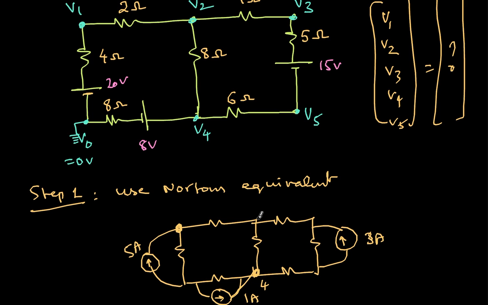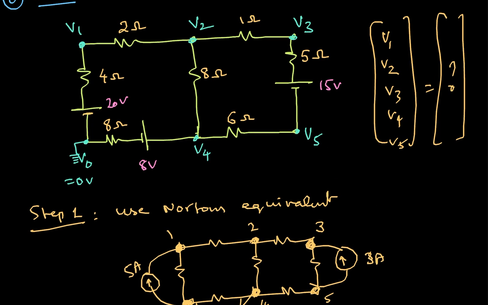You notice that as a result of using the Norton's equivalent, this is node 3. Node 3 is receiving 3 amperes, whereas node 5 is losing 3 amperes. Node 4 is receiving 1 ampere, and node 0 is actually losing 6 amperes, and node 1 is receiving 5 amperes. Node 2 is not receiving anything. So therefore I once again copy this circuit.